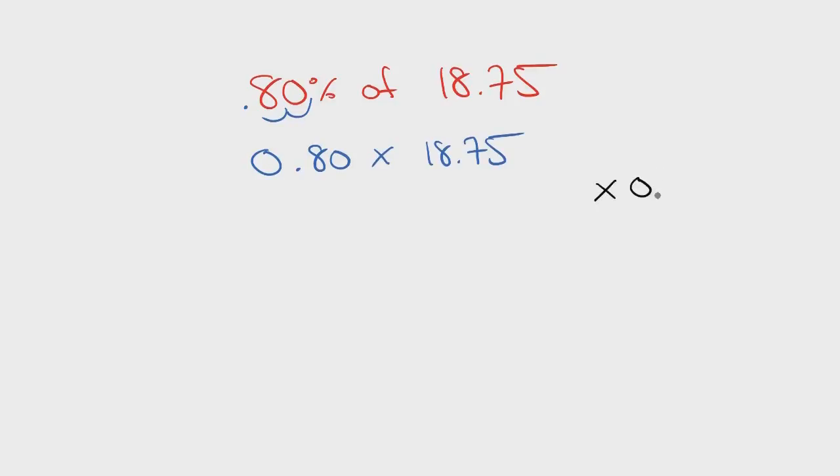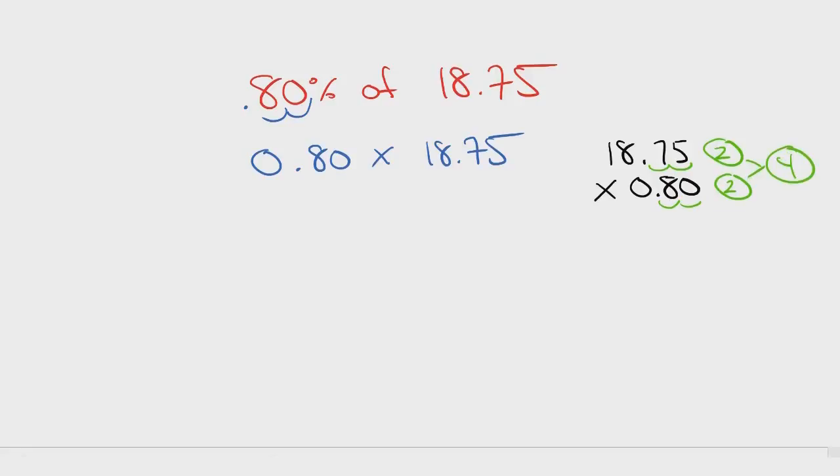So I have 0.80 times 18.75. You know, when you're multiplying, you don't have to line up the decimals because we're supposedly just getting rid of them, moving them out of the way. Here I have 1, 2. Put a 2 here, and here I have 1, 2. I put a 2 here. This gives me a total of 4. So when I'm finished, I'll need to move the decimal 4 spaces to the left, or I'll need 4 digits to the right of the decimal, whichever way works for you.